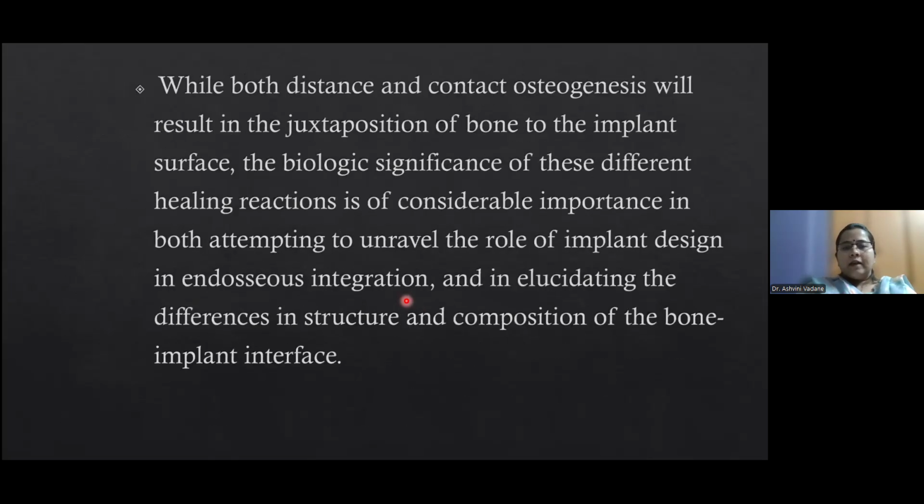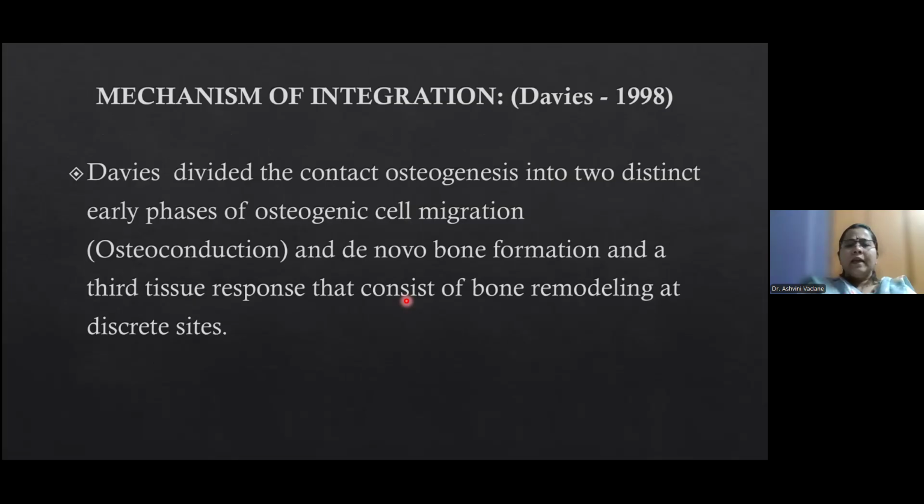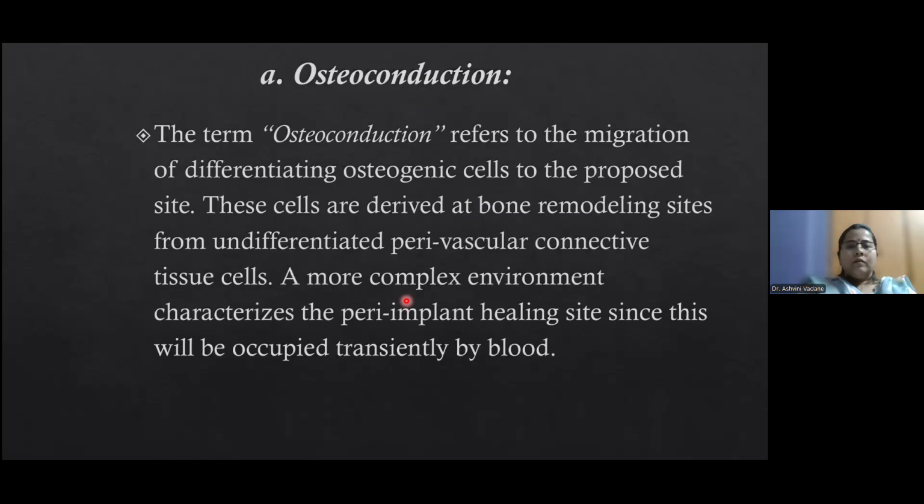Then after that, in 1998, Davies proposed another mechanism of integration. He divided the contact osteogenesis into two distinct early phases of osteogenic cell migration and de novo bone formation, and a third tissue response that consists of bone remodeling at discrete sites. So in this, first of all, we will see the osteoconduction.